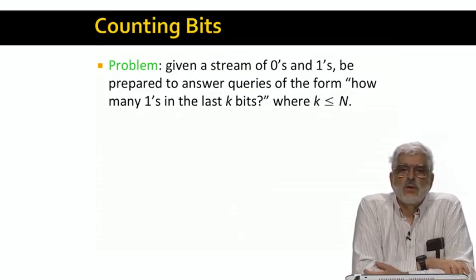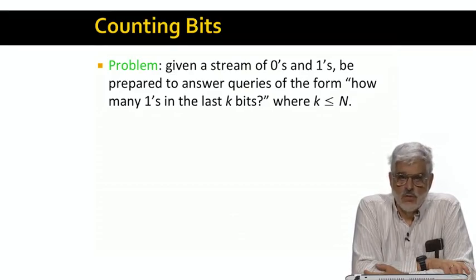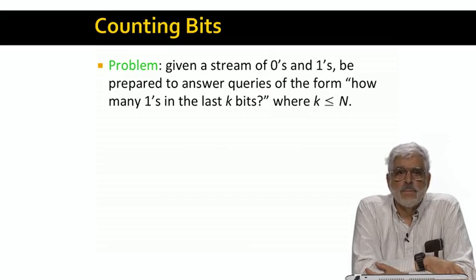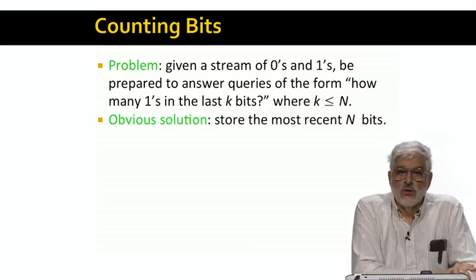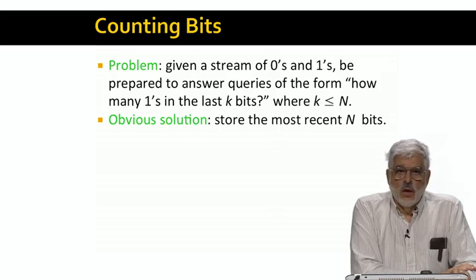The problem we're going to discuss is this. We're given a stream of zeros and ones. At any time, we have to be prepared to answer a query of the form, how many of the last k bits were 1? Here k can be any integer from 1 up to some large upper limit n. We can surely do this if we use a window of size n and store the last n bits. When a new bit arrives, we throw away the oldest bit in the window since it can never again be useful to answer one of these queries.